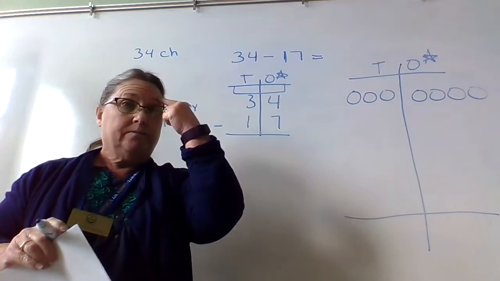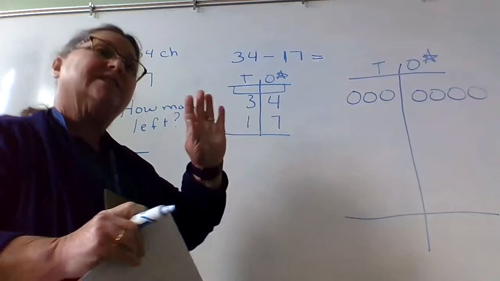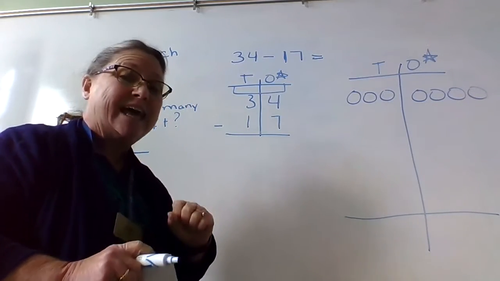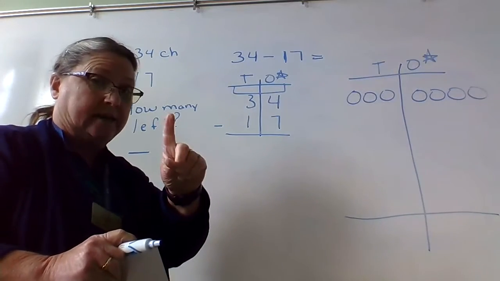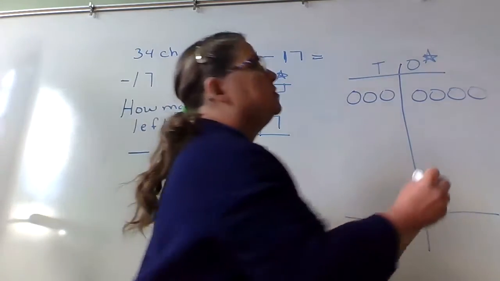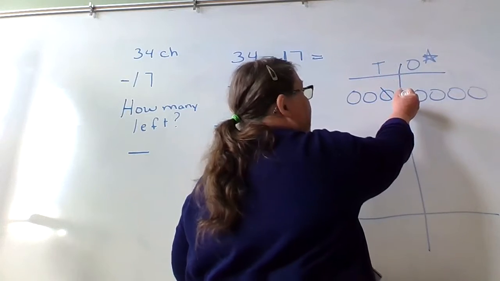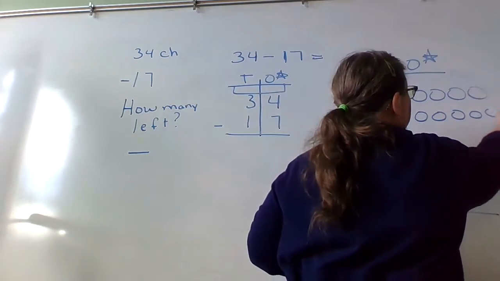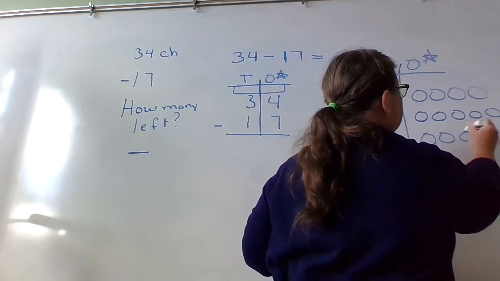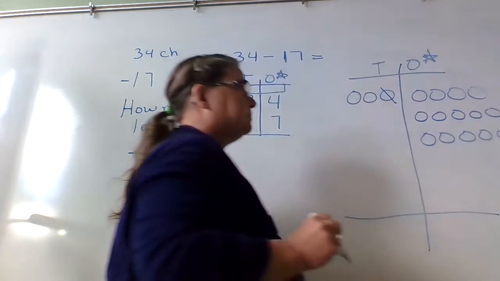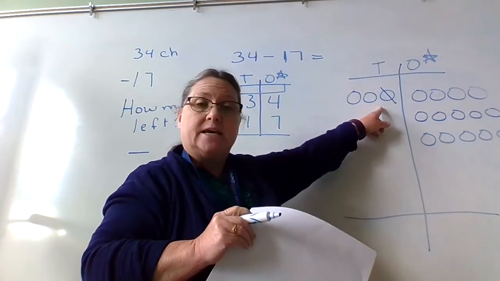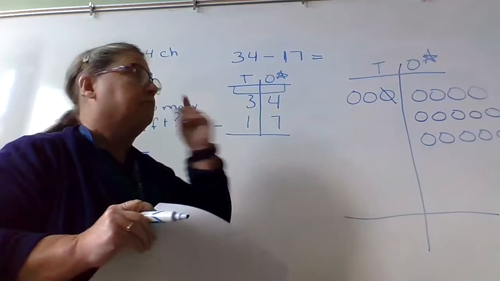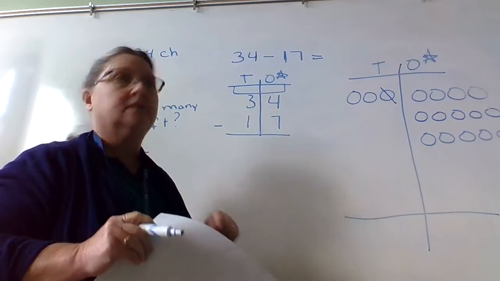I do know, and you know, that there are 10 ones in a 10. So I'm going to get rid of this 10 and make it into 10 ones over here. 5, 6, 7, 8, 9, and 10. I got rid of a 10 here, and I turned it into 10 ones, okay?